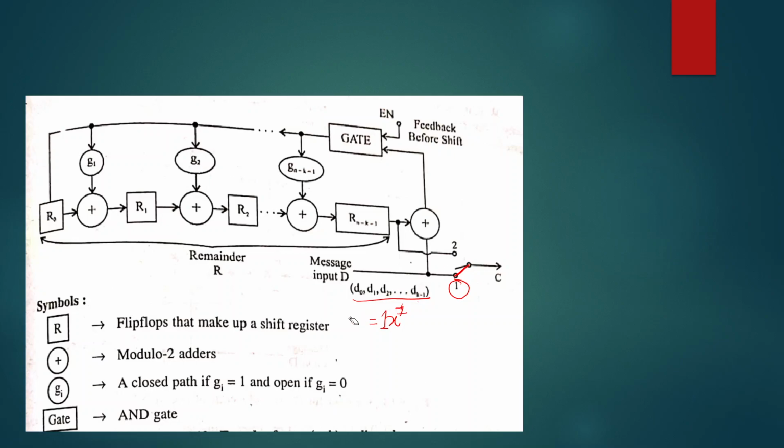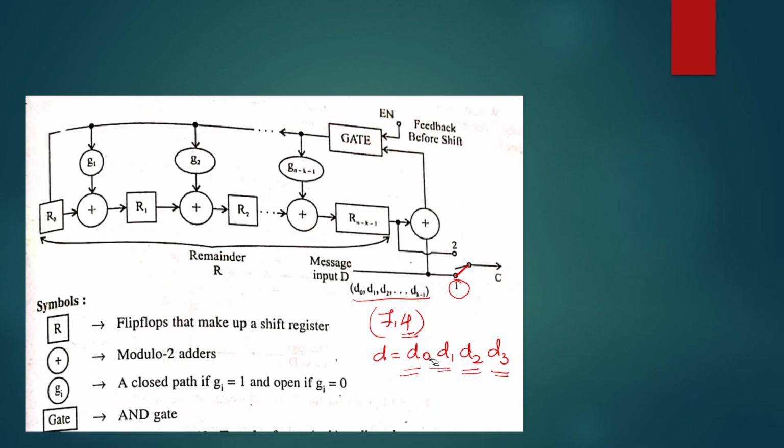Assume that I'm having a 7,4 cyclic code. That means the data stream would be d0, d1, d2, d3. So whenever we are sending or pushing this into the shift register, d3 will go first, followed by d2, followed by d1, then the last one is d0.